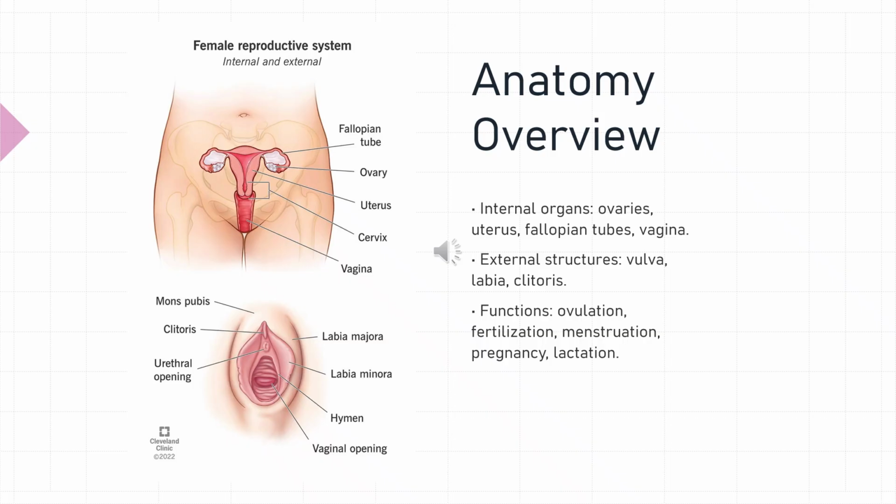Our main functions for the female reproductive system help with things like ovulation, which helps with egg production, fertilization, which helps with production of a fetus, menstruation, which helps regulate the uterine lining, which helps with the process of reproduction as well, pregnancy itself, and lactation regarding the hormones for lactation.